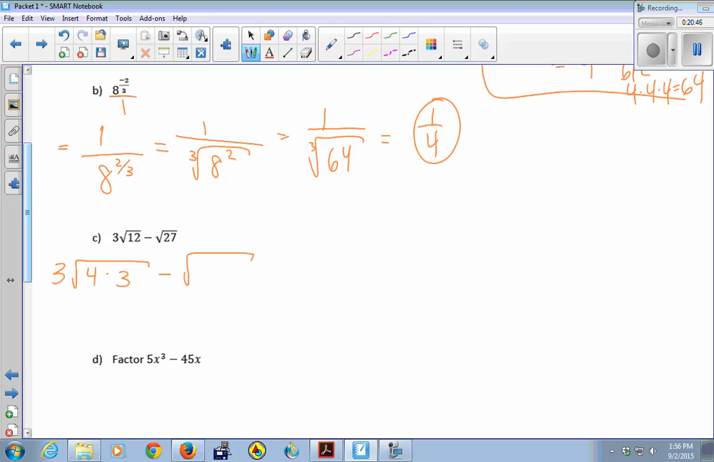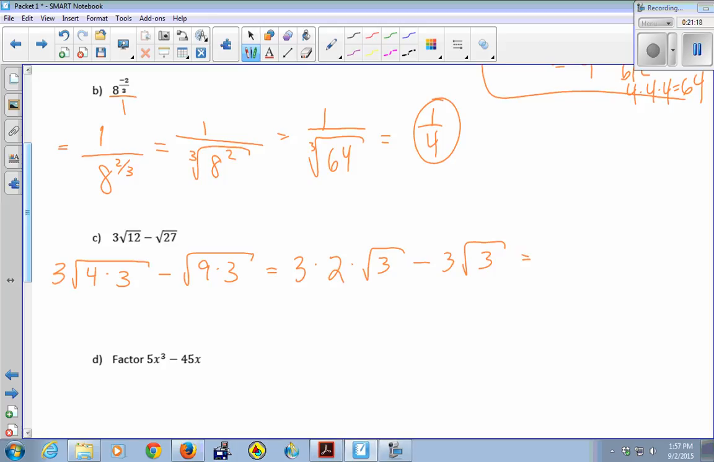And then 27, does it have any perfect square factors? 9. Rewrite 27 as 9 times 3. Okay. And then the square root of 4, that's a square root I can actually take, right? What is the square root of 4? 2. So I copied that 3 down. And then instead of the square root of 4, I'm going to write a 2. And then I still have a square root 3. And then the square root of 9, I can take that square root, that is 3. And I still have a 3 under the square root.